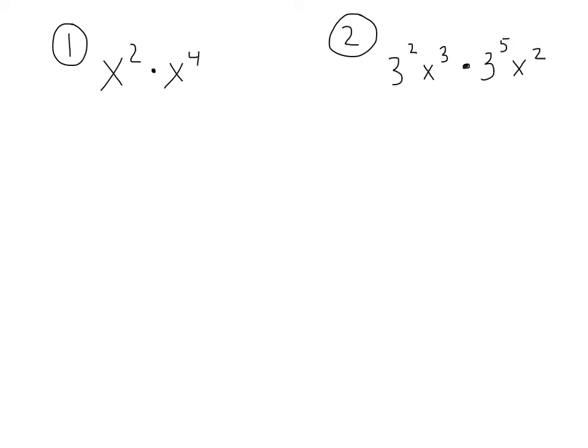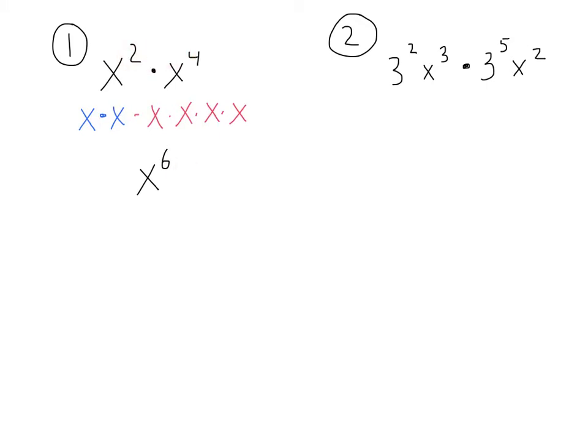So the first one, we have x squared times x to the fourth. What's the answer to this? Well, let's think about what this means. X squared is the same thing as x times x, and x to the fourth is x times x times x times x. So I have 6 factors of x there. So this is the same thing as x to the 6th. You may notice that the shortcut, or the property, is that you could add these exponents. 2 plus 4 is 6.